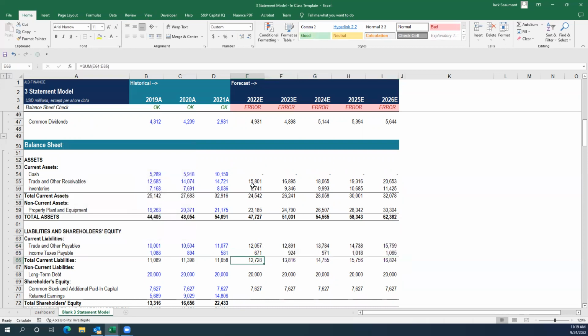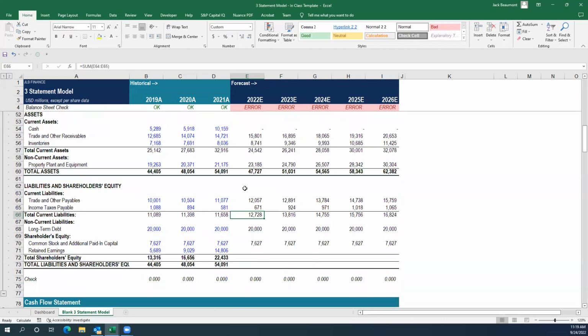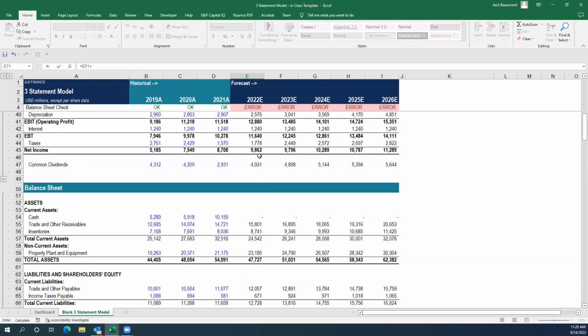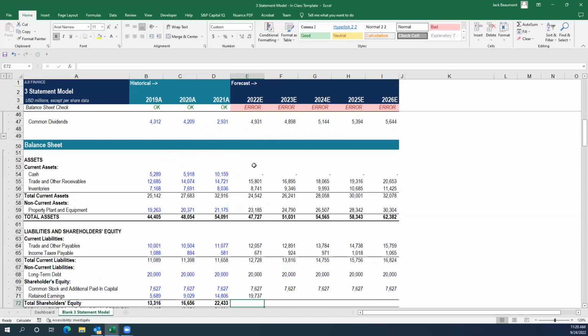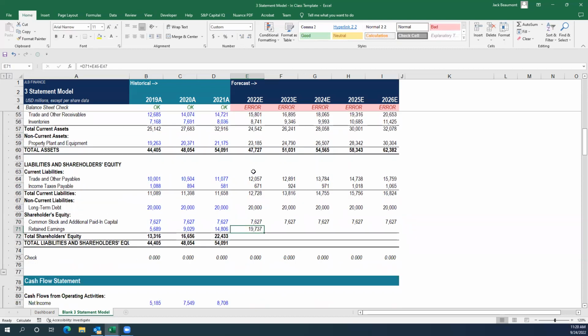Cool. Right. We've got all of our debt and liabilities done. So let's do retained earnings. Retained earnings equal the previous year's retained earnings, plus our net income, less our dividends that are paid out. We have that.